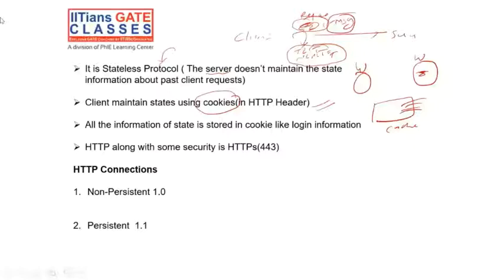That is a part of HTTP. Each browser has some cache, and in that cache we are storing cookies, like your login information, username and password and all these things. Other information is also there in the cookies. We discussed that part also. HTTP along with some security is HTTPS, port 443.